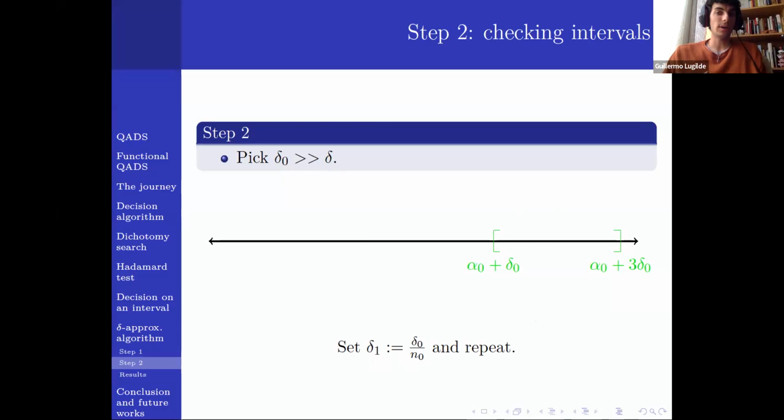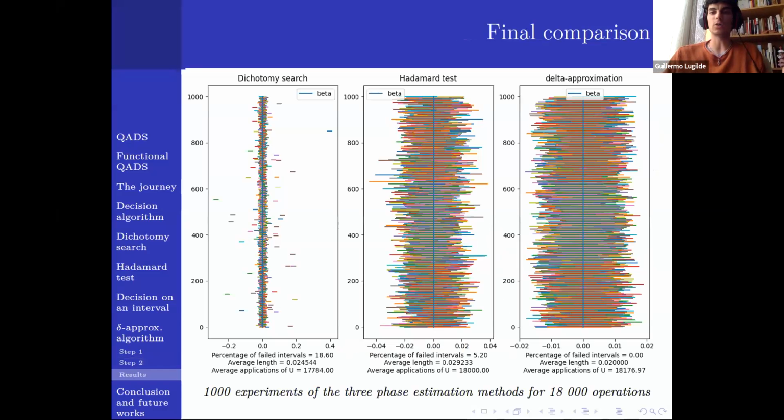When based on geometric quads, this algorithm clearly outperforms the other 2. So here you have the comparison for 1,000 experiments, 1,000 confidence intervals, and for approximately 18,000 operations. Apparently, not enough operations for the dichotomy search, which fails almost 20% of the time. So it's clearly the worst of these 3. The Hadamard test is much better. We fixed a level of confidence of 0.05. That's why it fails more or less 5% of the intervals. But the average length of the intervals is almost 0.03.